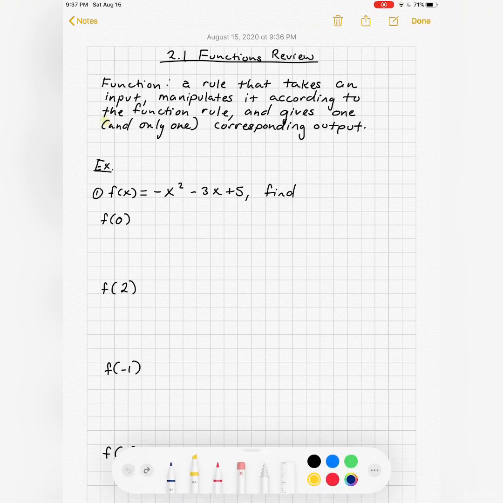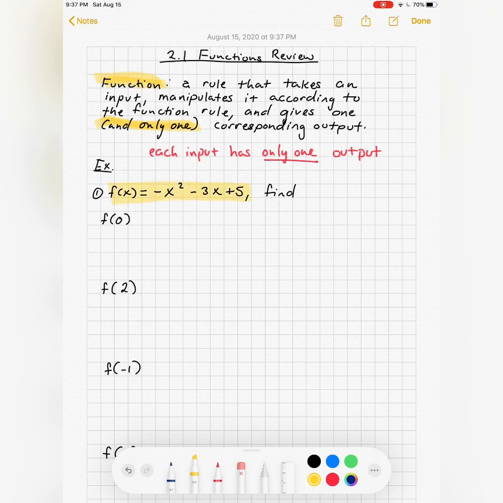So you probably remember from somewhere that something special about a function is that each input has only one output. Okay? But other than that, I mean, here's an example.